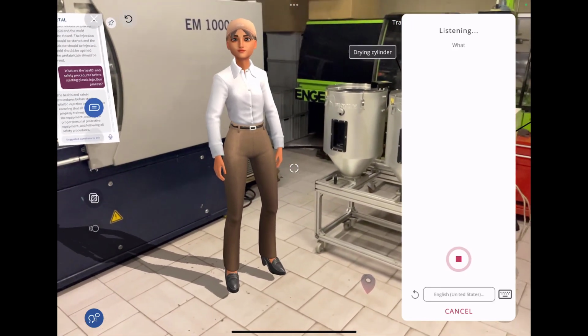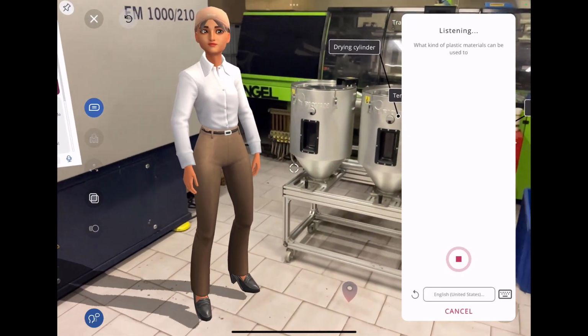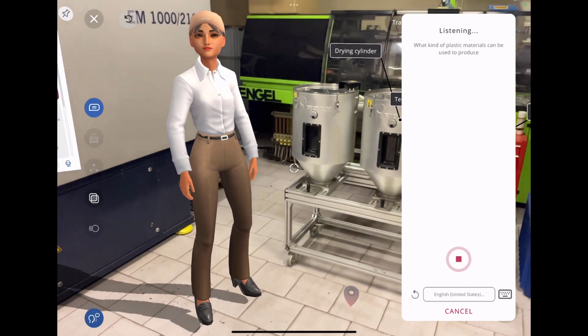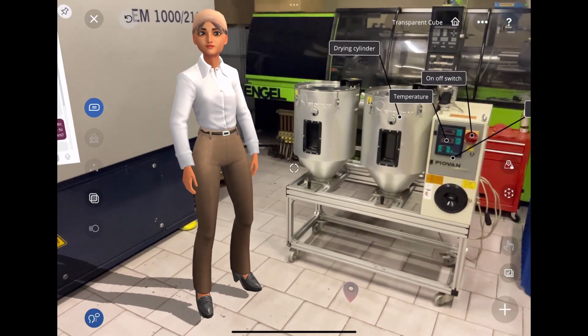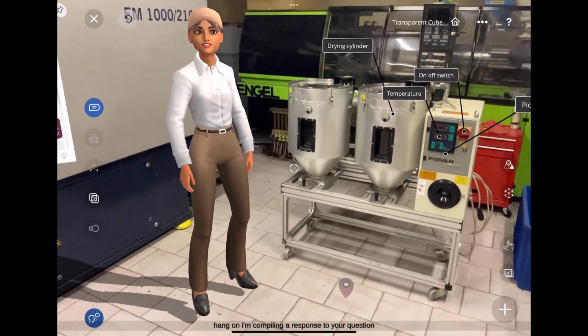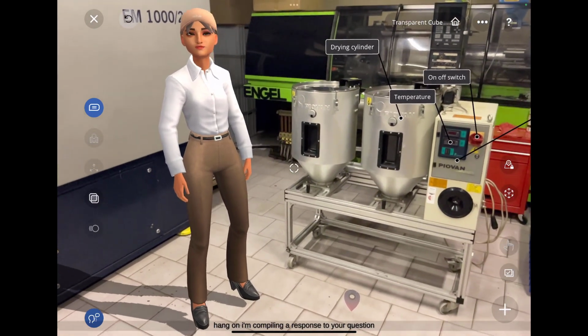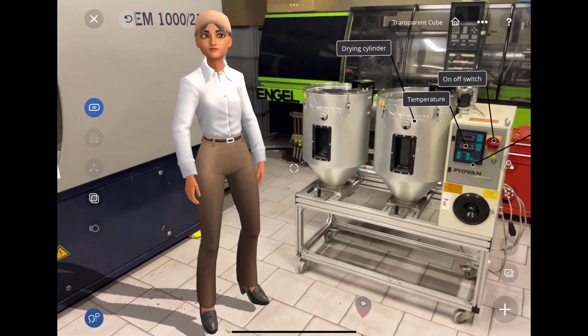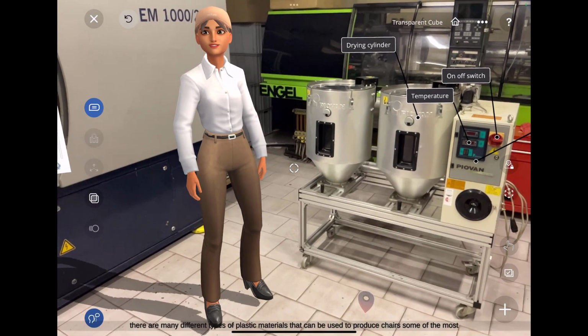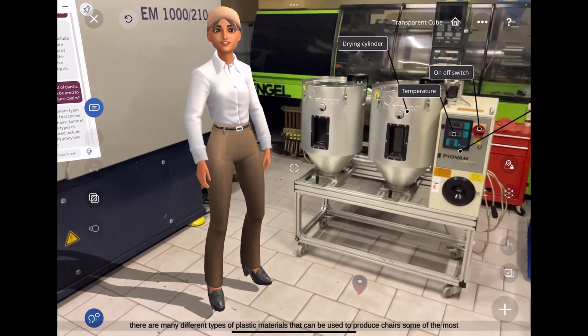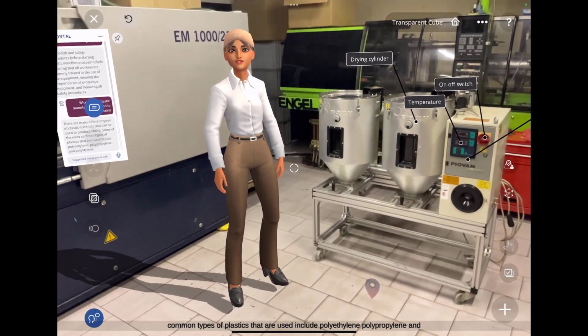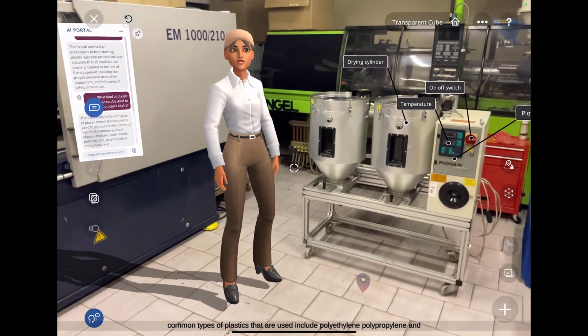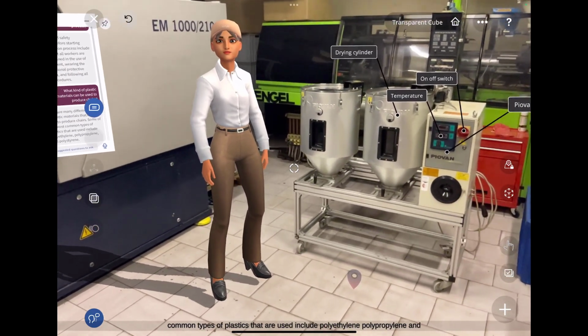What kind of plastic materials can be used to produce chairs? There are many different types of plastic materials that can be used to produce chairs. Some of the most common types of plastics that are used include polyethylene, polypropylene, and polystyrene.